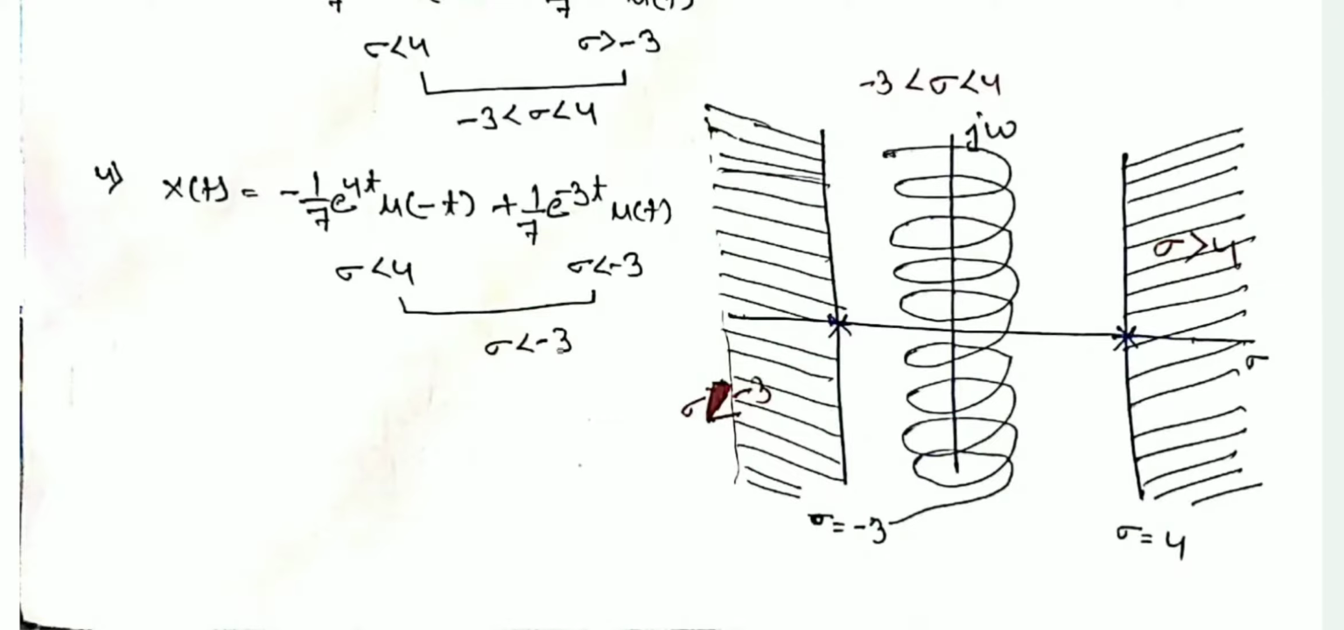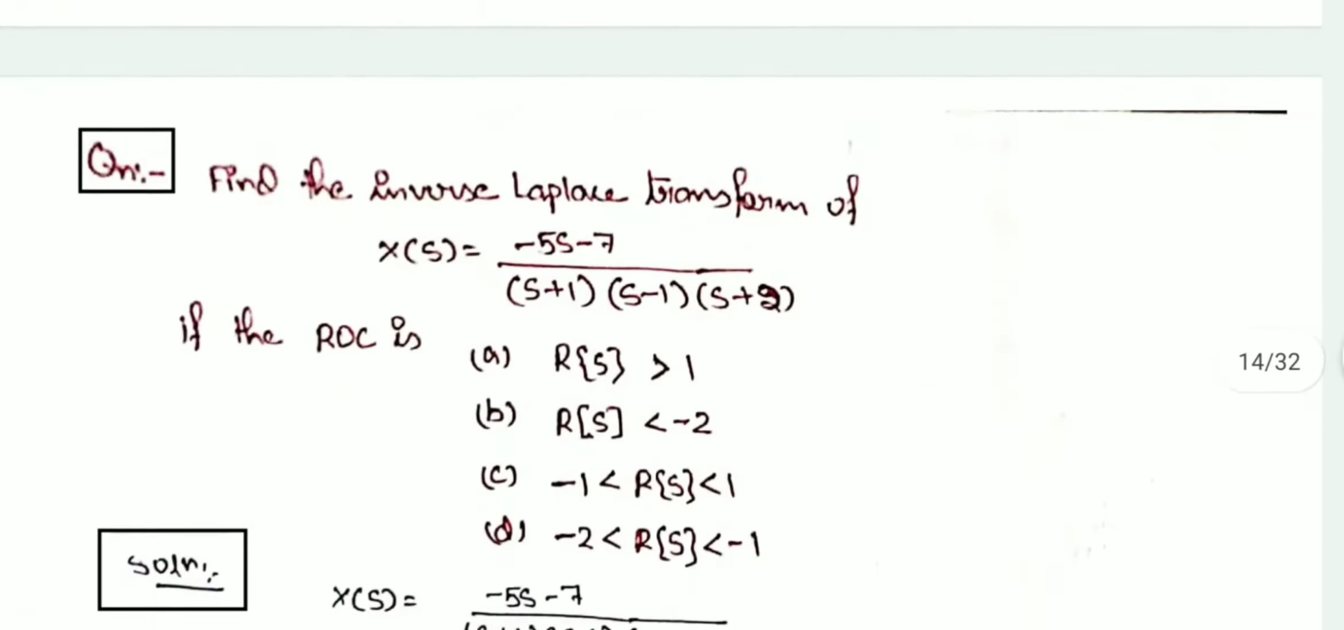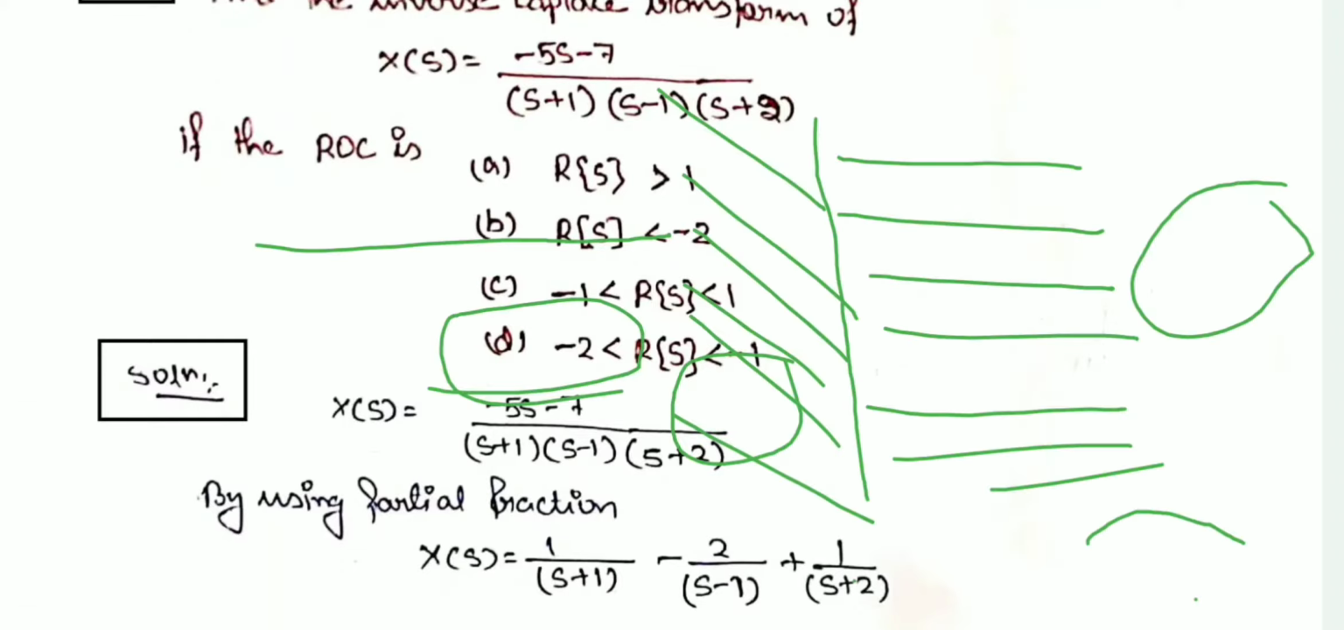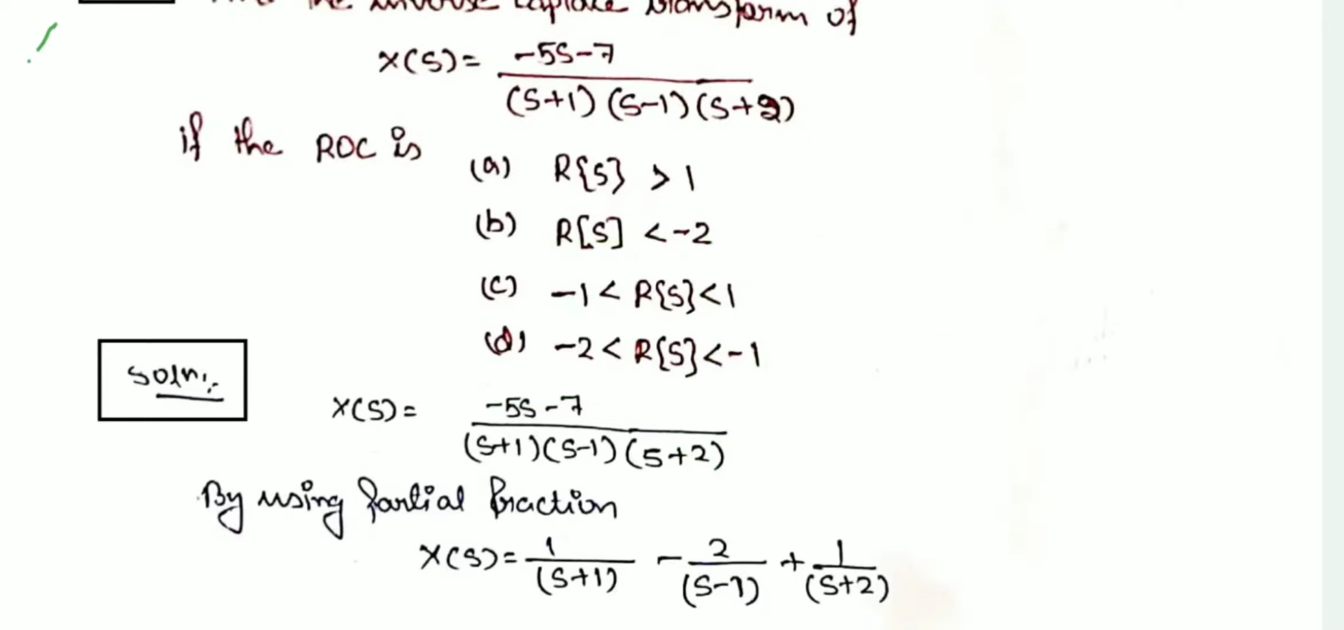In this question, the ROC is not given in the question, but in most cases the ROC is given. This is a very important question of our discussion. It is the most important question. It says: find the inverse Laplace transform of this signal if the ROC is given like that. There are 4 possible cases.